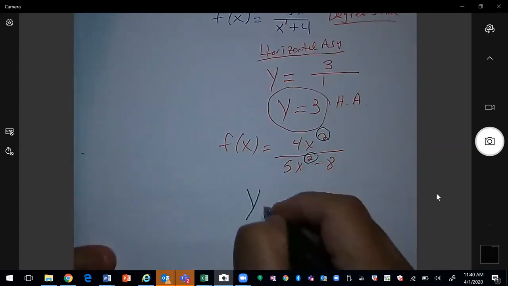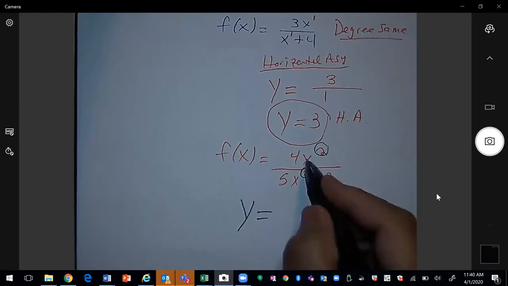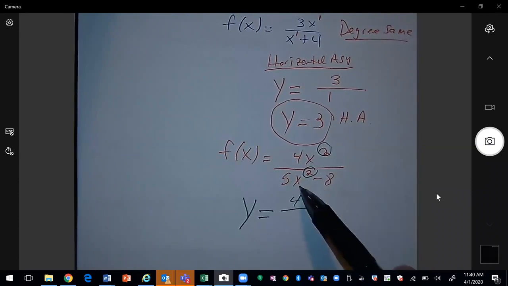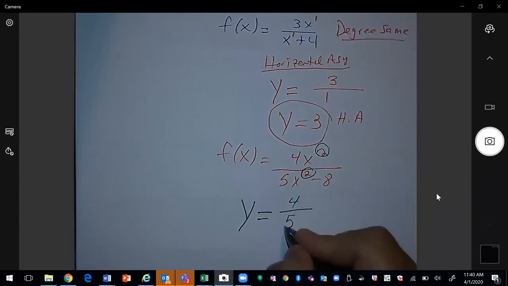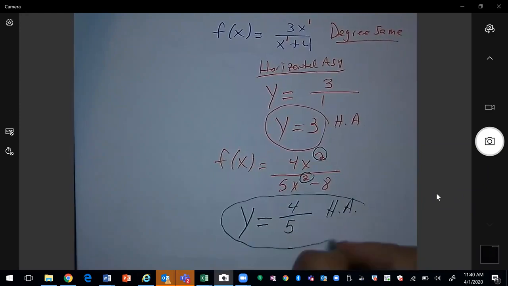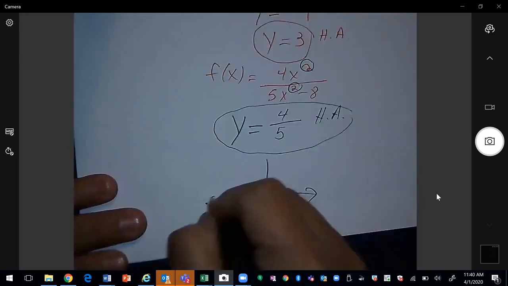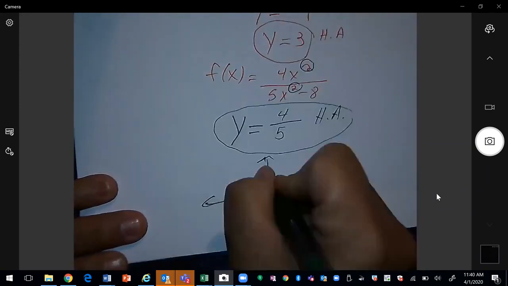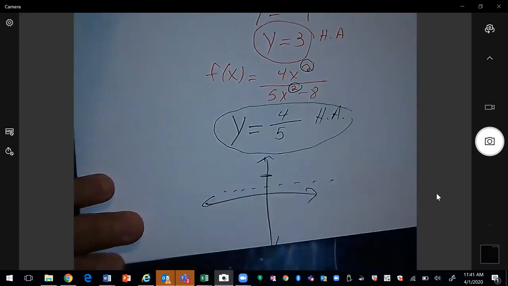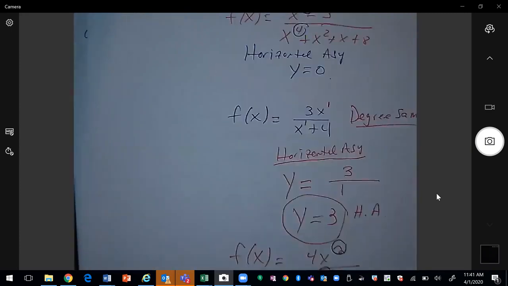So in this case, y is going to be equal to the leading coefficient of my numerator, which is 4, divided by my leading coefficient of my denominator, which is 5. So this is going to be my horizontal asymptote. So when you draw your graph, for four fifths, you would draw a dotted line that is a horizontal line. Okay, so that is the second case.